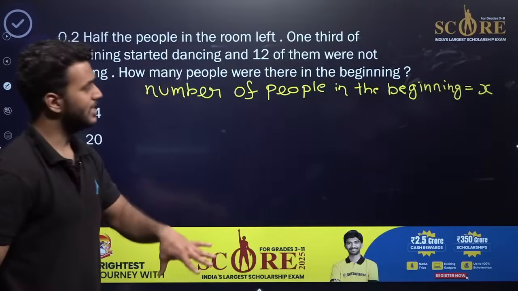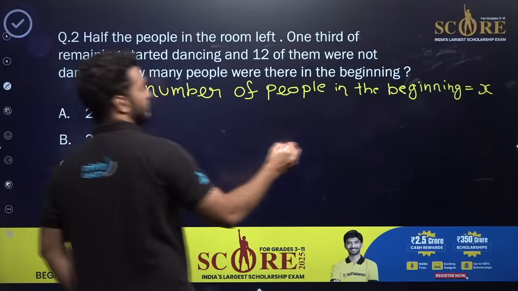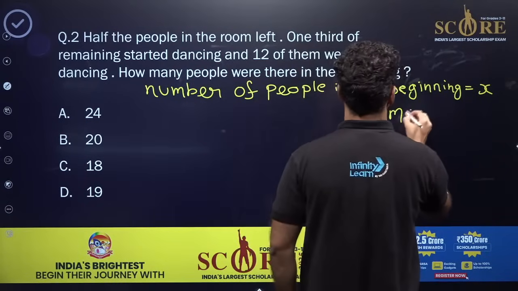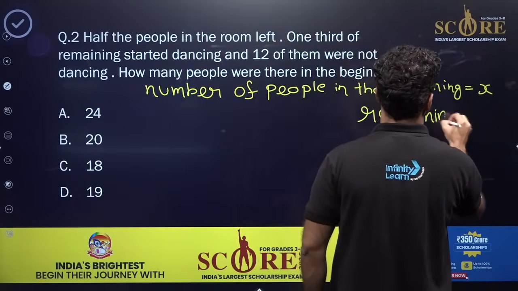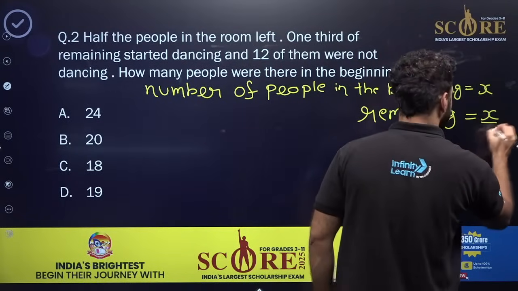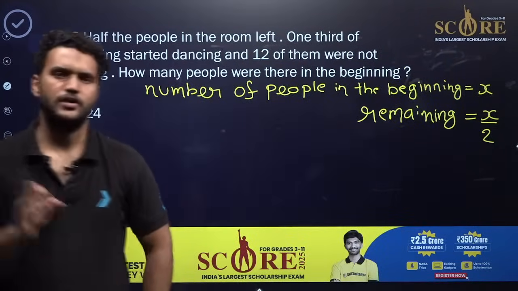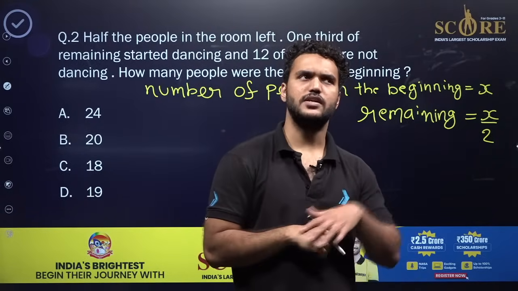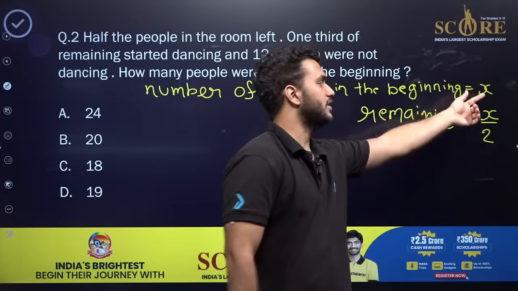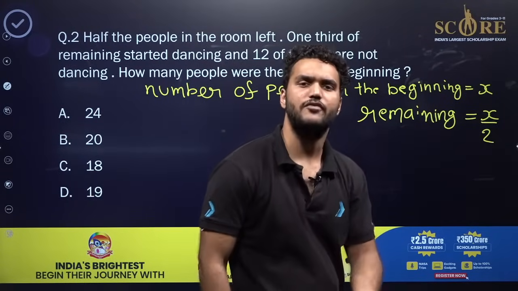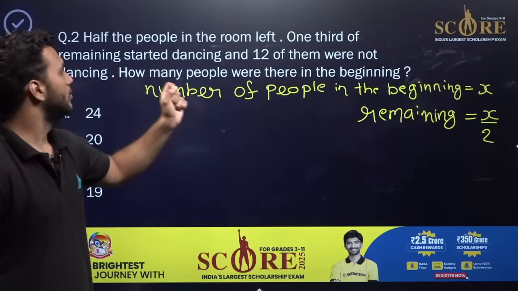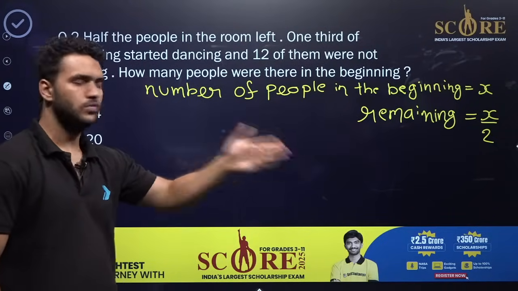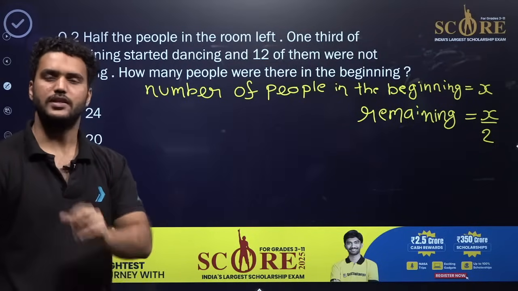Now what they say, sir, half of them left, then remaining x by 2. Like in your home there were 16 guests and half of them left, how many remain? Sir, 16 upon 2. So x were there, remaining x by 2, because half of them left. Now what they said, one third of them are dancing. So it means x upon 2 into 1 upon 3 are dancing.